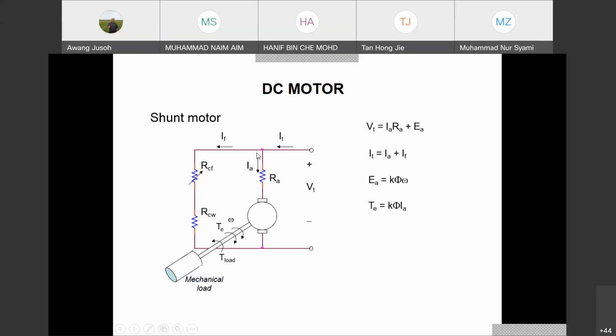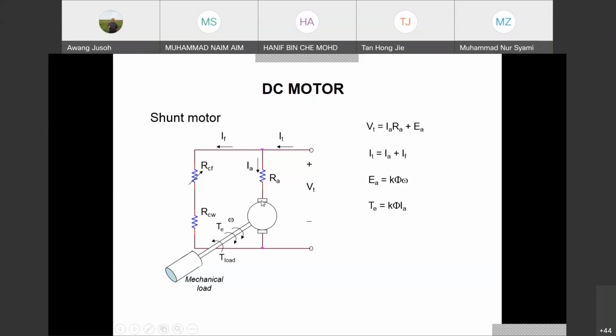By looking at this diagram, it is very easy for us to create the equations. So we can see that V terminal equals IA RA plus EA. And then I terminal equals IF plus IA. This is for the shunt motor. Remember, the formula may be different for other motors, so you need to look at each motor.